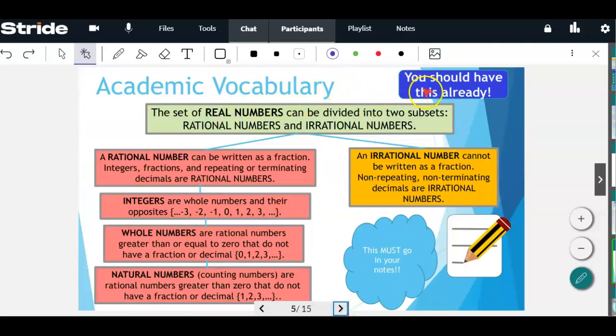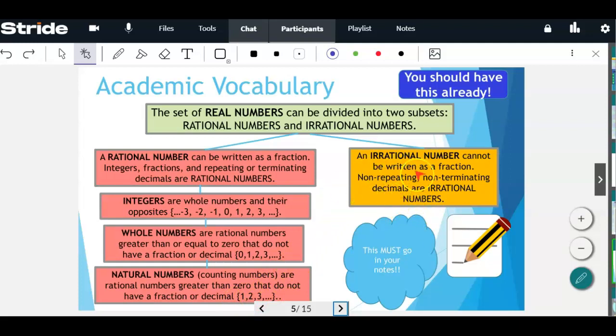So academic vocabulary, we did this during the week, last week, but if you don't have it, please take a screenshot of that. It was one of the lessons last week, the set of real numbers. I think we did it Wednesday. It can be divided into two subsets, rational and irrational, and it goes over each type of number here. You have rational numbers. Those can be written as a fraction, integer, repeating or terminating decimal. Integers, there's the set of integers, positive and negative numbers, and zero. Whole numbers, no negative numbers, but includes zero. Natural numbers, it's like naturally counting. You start with the number 1.